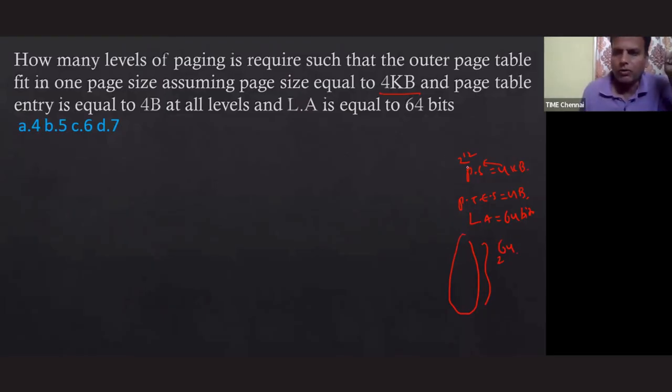Your process size equals to what, sir? 2 power 64. And your frame size equals to what, sir? 2 power 12, because page size equals to frame size. Is it possible for you to keep this logical address space inside one frame? Answer is no. So what I need to do is divide this logical address space into pages, and page size equals to the frame size.